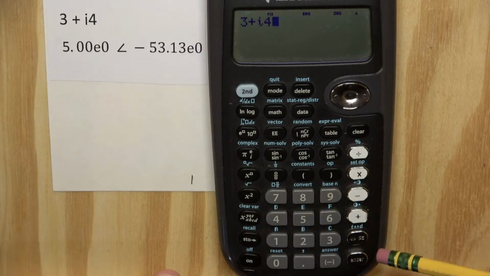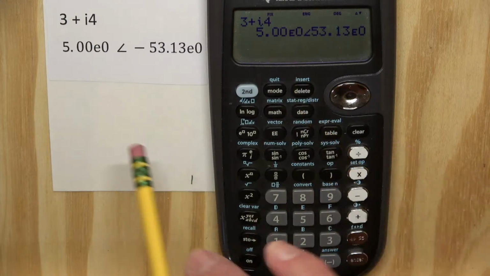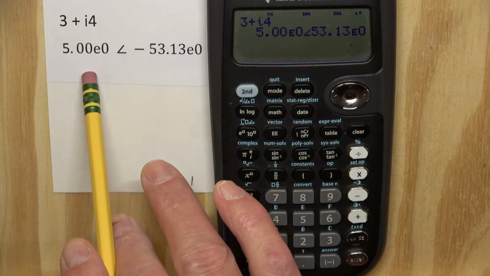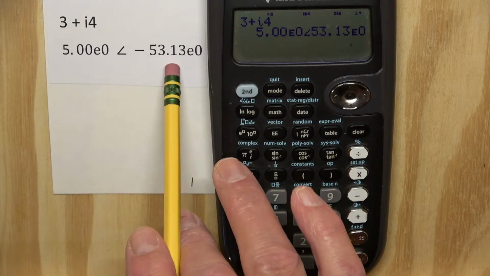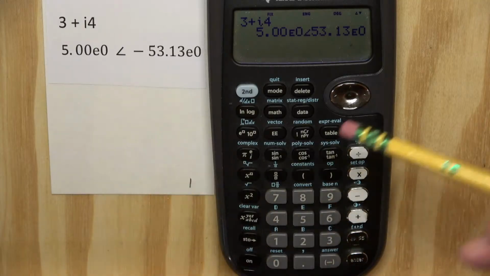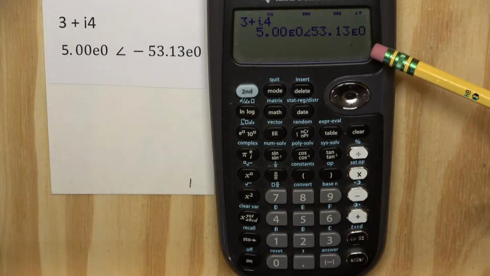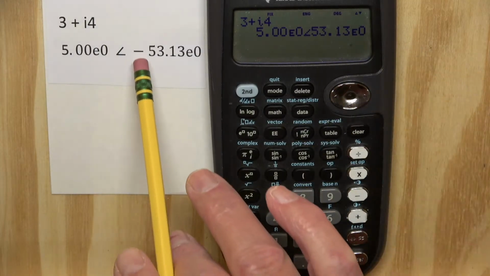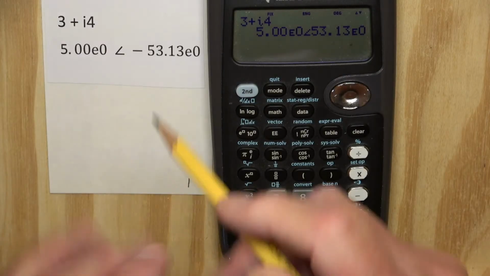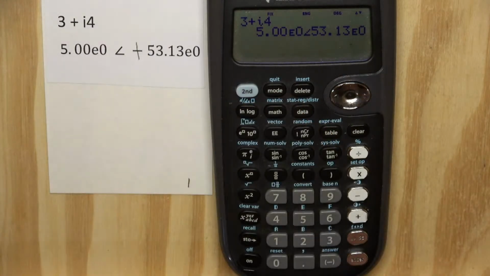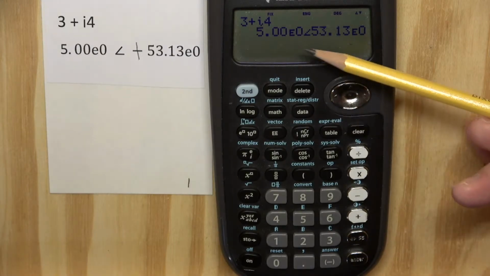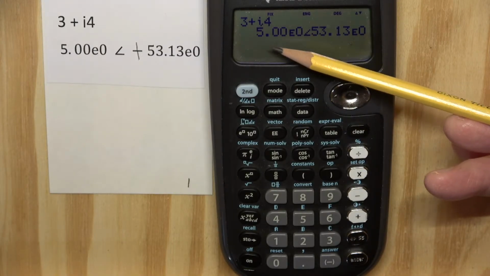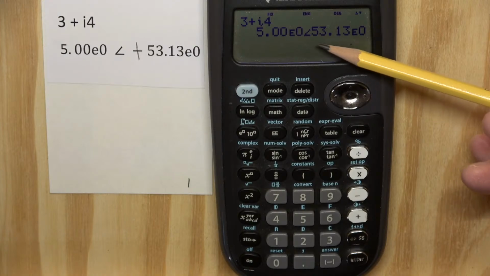Now when we press enter, something very magical is going to happen. We come up with 5. This is the angle sign. And 53 degrees is our angle. I see that I shouldn't have put, this is actually a plus. What do we want to be in again? Okay, what you should be seeing is 5.00E0, which is the number 5, and that at an angle of 53 degrees.